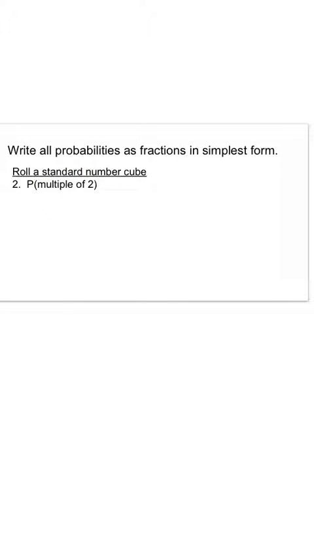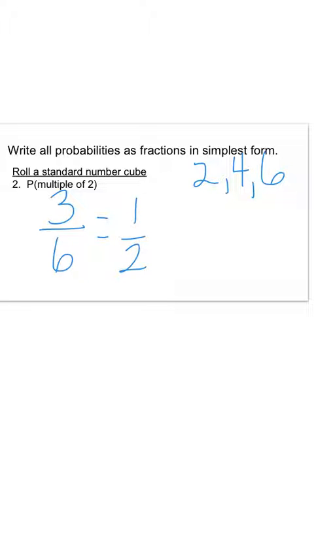Find the probability of a multiple of 2. Again, remember that on a number cube there are 6 sides, and a multiple of 2 would be 2, 4, or 6 on the cube. So that means that there are 3 possible chances, and 3/6 can be reduced by dividing by 3 in the numerator and denominator. So there's actually 1/2 the probability of rolling a multiple of 2.